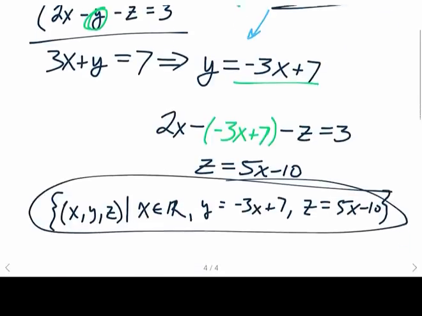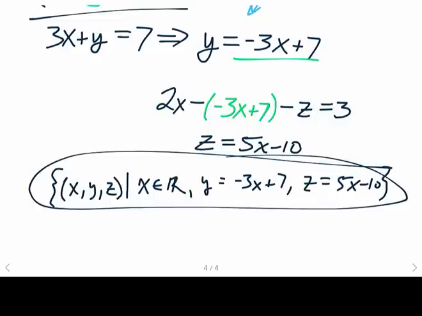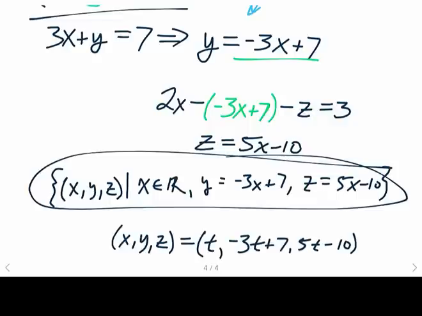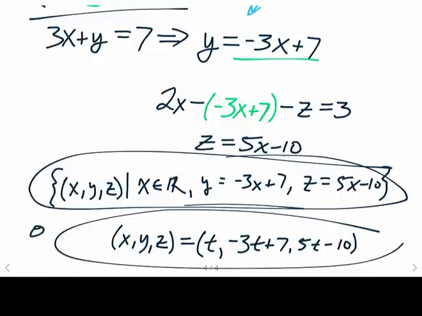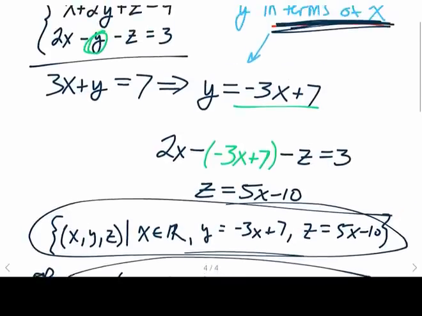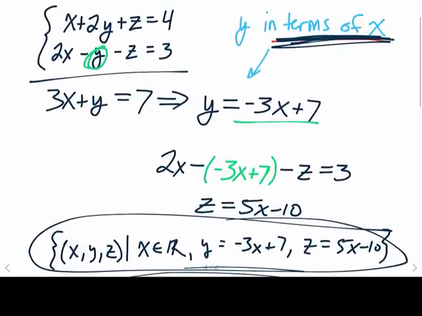If you wanted to parameterize it, you would say that the ordered triple x, y, z is equal to t, comma, negative 3t plus 7, comma, 5t minus 10. So I would take either of these. Now, what does it mean that the solution looks like this? Well, that it's dependent. Now, how would you check it?